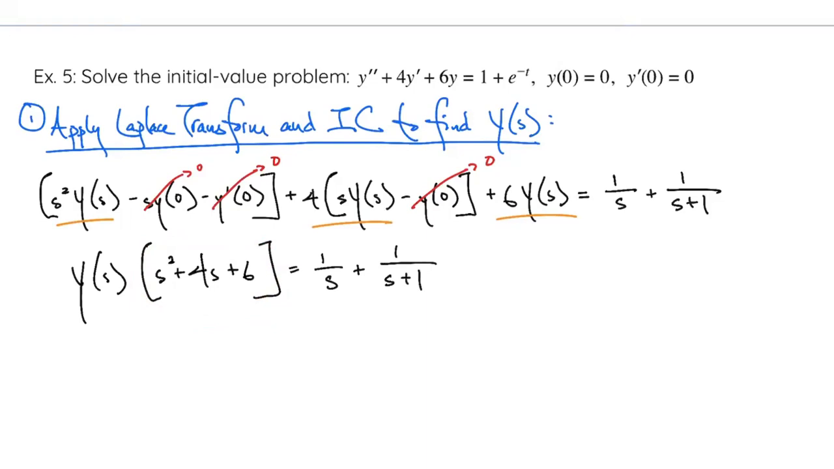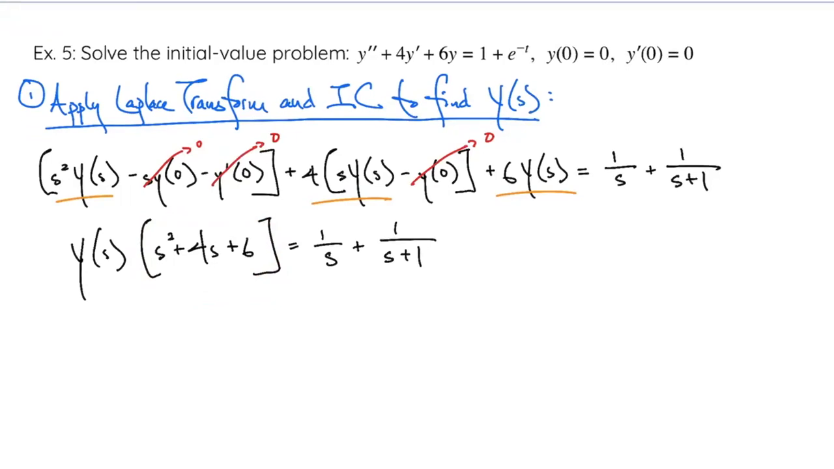Irreducible. Yeah, that one is going to be irreducible, right? And so when we think about, oh, we're going to need partial fractions to get this back into our y of t, we want to make sure that we accommodate for the fact that this one is going to actually have a linear factor on top.